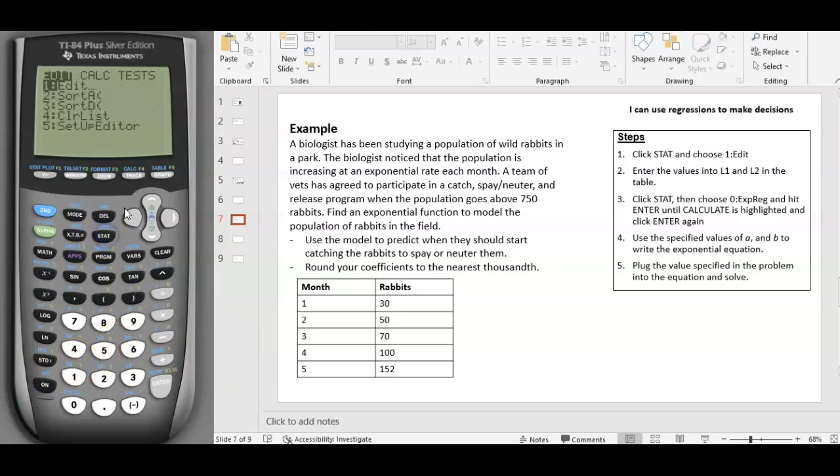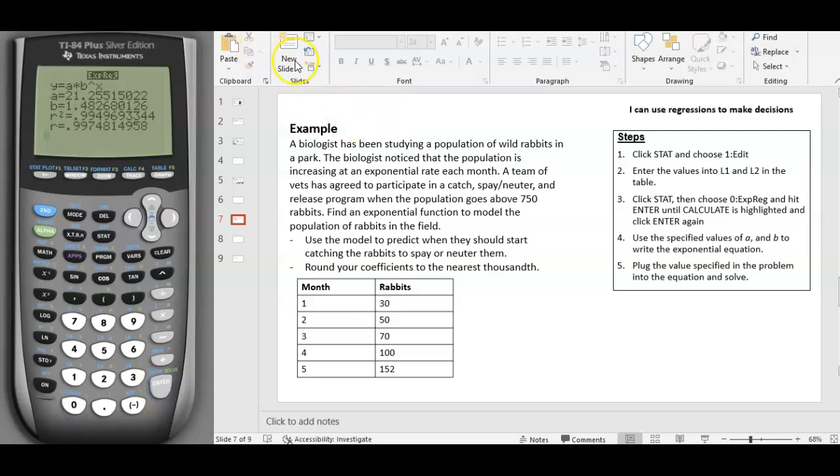Okay, so let's go to stat edit and let's enter these values into our tables. So I'm going to start off by clearing both of these first. So in L1 we have 1, 2, 3, 4, 5. In L2 I'm entering 30, 50, 70, 100, and 152. Okay, so if we go to stat calculate, remember we're going to choose option 0 for our exponential regression.